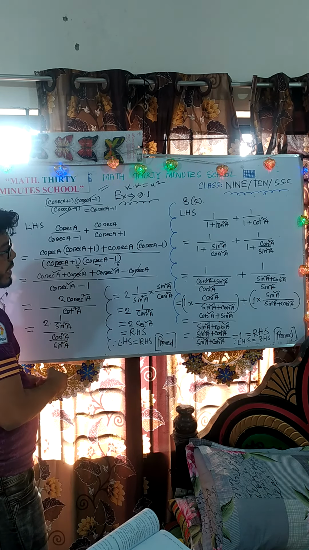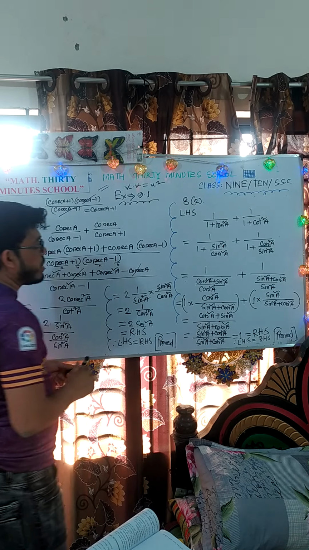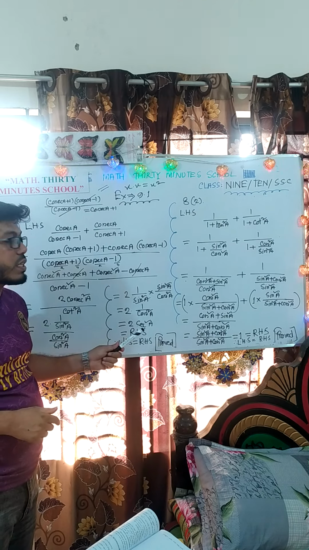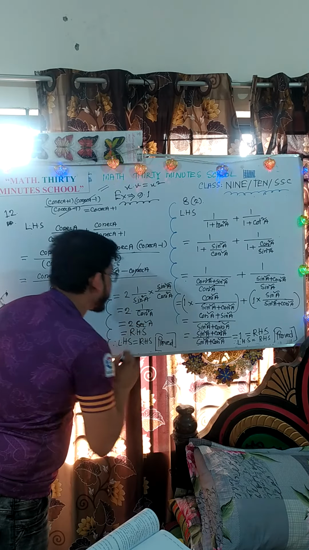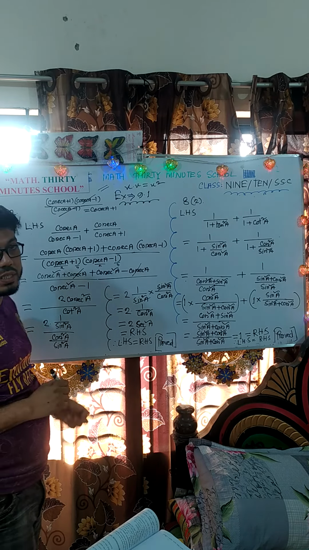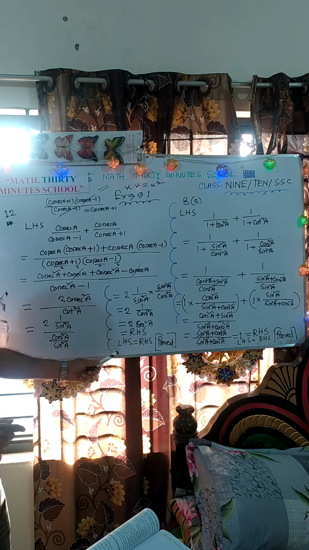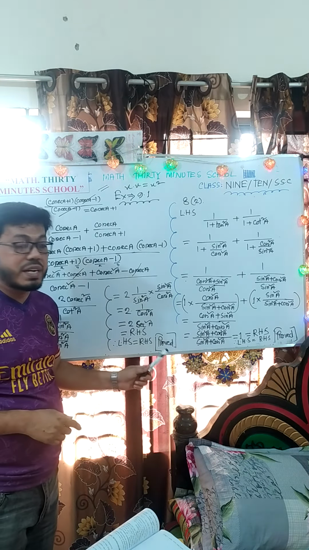Next, we can cut sin square A with sin square A, and then we will get 2 into 1 by cos square A, and we know 1 by cos A equals sec A. That's why we can write 1 by cos square A equals sec square A. So 2 sec square A is the required value according to the question. Now we can write left hand side equals right hand side. In short, LHS equals RHS, proved.